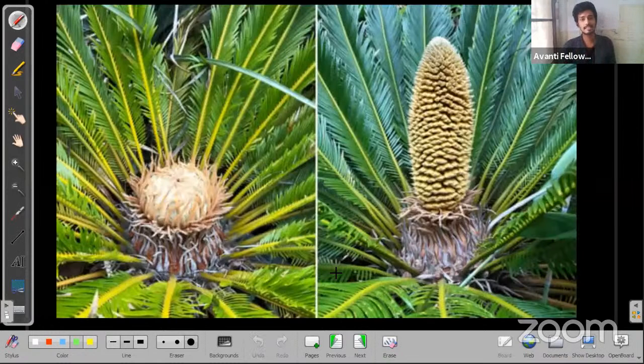So here you can see the two cones. You know it's a cone because it's in the shape of a cone, right? You know the cone shape, right? So something like this.